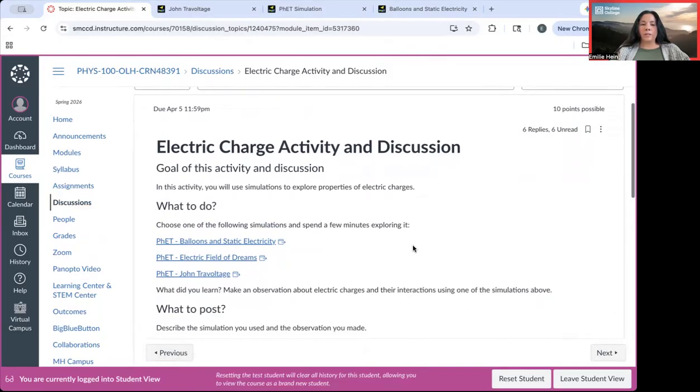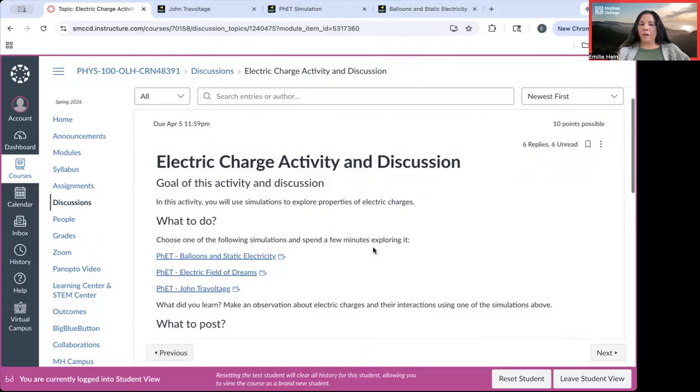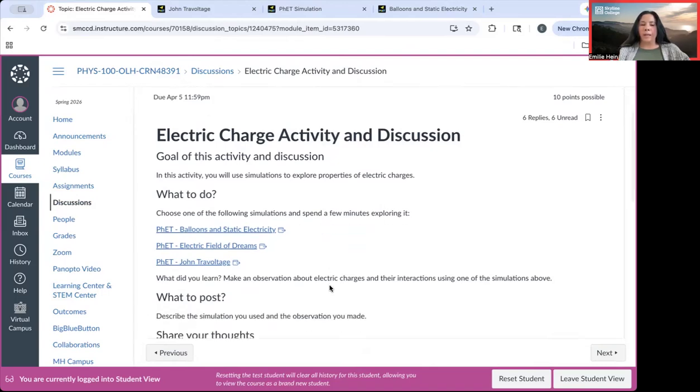This one is focused on 3 different simulations. They're fun ones. I would encourage you to explore all 3. And in your post, you can talk about one specific one out of the 3. So you can pick your favorite one and share out what you learned, something that you noticed, and make sure, as always, to share with the rest of the class.